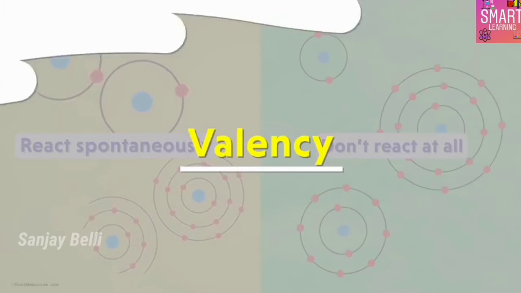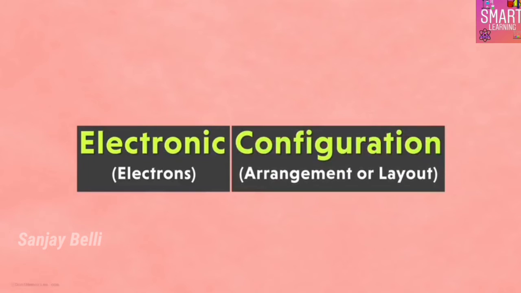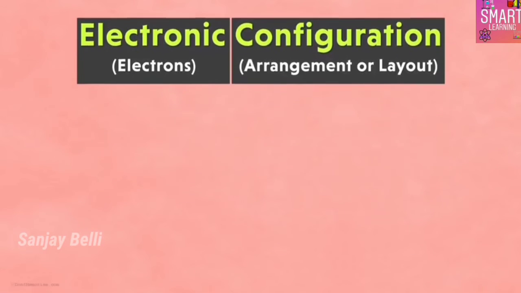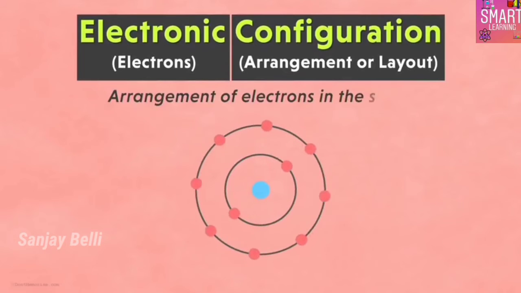But before that, let's have a look at an important concept called electronic configuration. Now, what could this be? As the name suggests, electronic refers to electrons, and the term configuration literally means arrangement or layout. That means the electronic configuration of an atom is the arrangement of electrons in the shells. As simple as that.